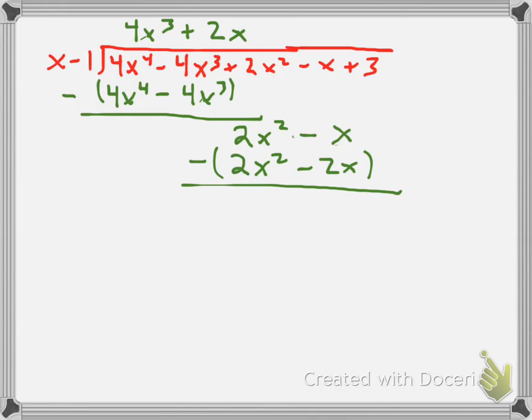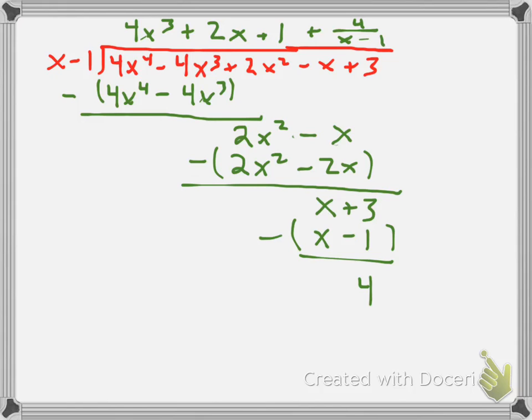All right, so negative x minus negative 2x is going to give me a positive x. Again, just change that to addition, your life will be a lot easier, or switch the sign on that. And then plus 3. How many times is x minus 1 going to go into that? Well, just one time, and I'll have x minus 1. Subtracting, that's going to give me a remainder of 4. So I'm going to add up here 4 divided by my divisor, which was x minus 1. And that's my answer up there in green.